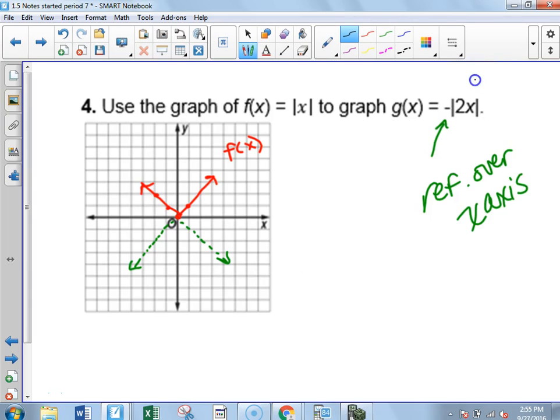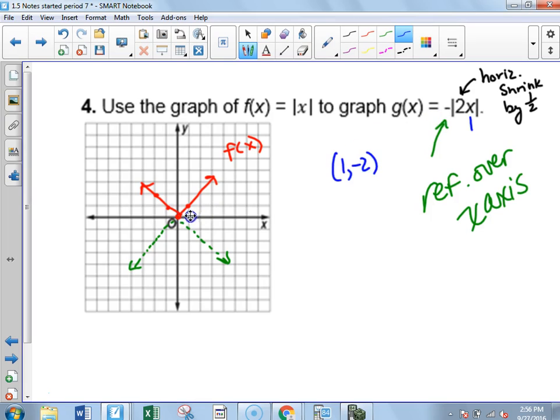But this 2 inside, because it's inside, it is a horizontal shrink by 1/2. It makes things shrink down horizontally. So, again, just put some ordered pairs in, and then I'm going to talk about why this one just seems weird. Okay, if I put a number 1 in here, I multiply it by 2, that's 2. I take the opposite, though, and it becomes -2.